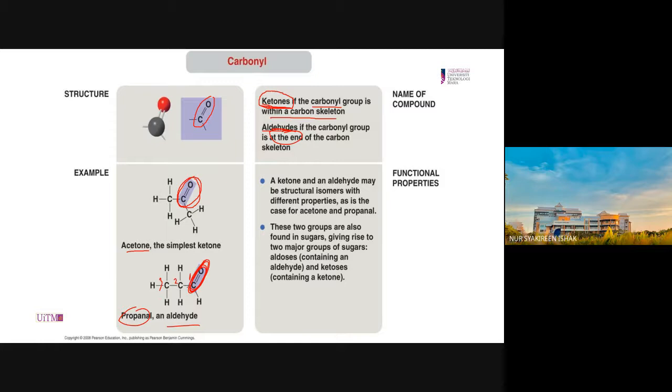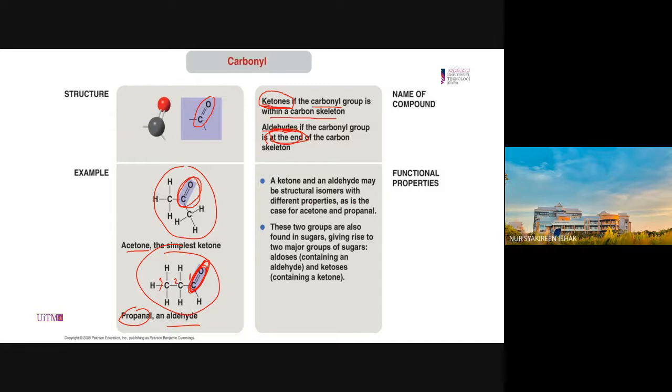Okay, so for an aldehyde, the carbonyl group is at the end. I mean near the end, at the start, at carbon number 1. Okay, within for a ketone. So a ketone and an aldehyde may be structural isomers. See, they have the same molecular formula but different structure. Structurally they are different, with different properties because the arrangement of the atoms within the molecule is different.